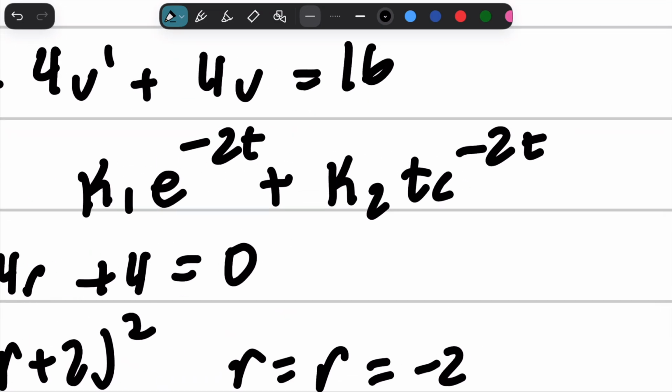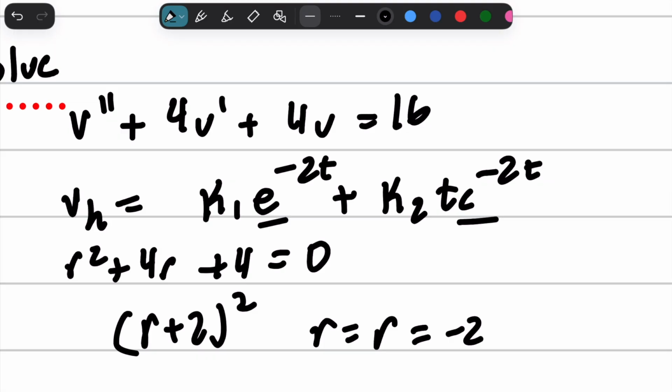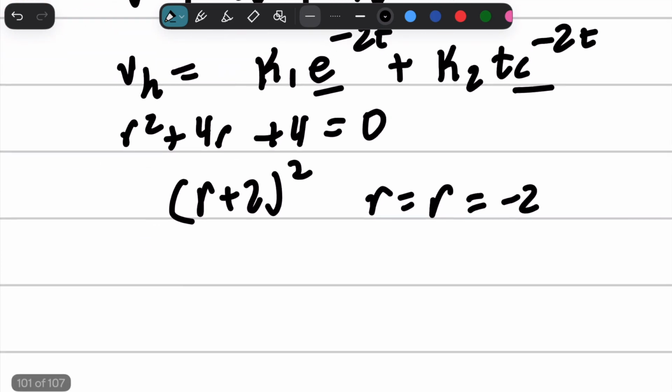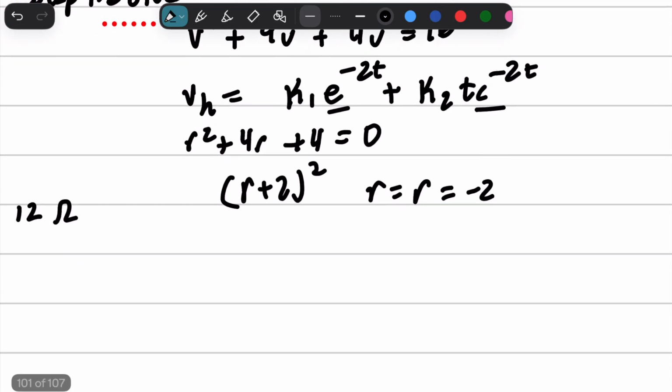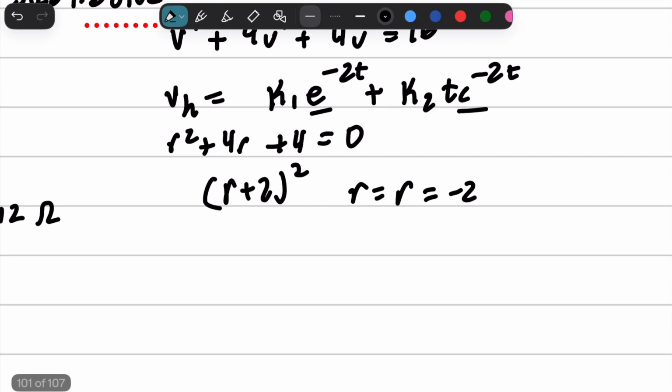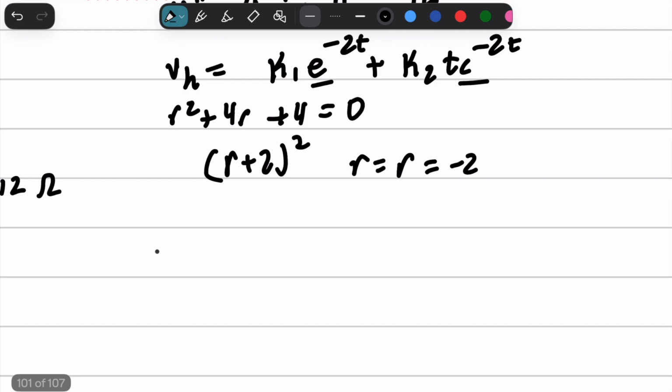I know a lot of people like to distribute these out. I personally don't, because we're going to take the derivative of this, and it's just easier for me to look at when they're together. I mean, when they're not distributed out. All right. Now we've got to find the particular solution, which is going to be Vp equals K3.